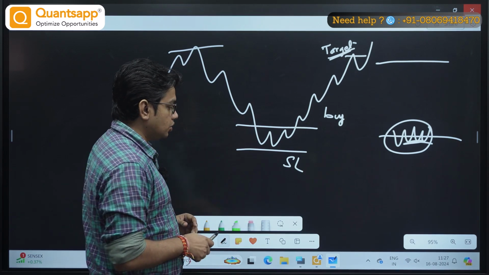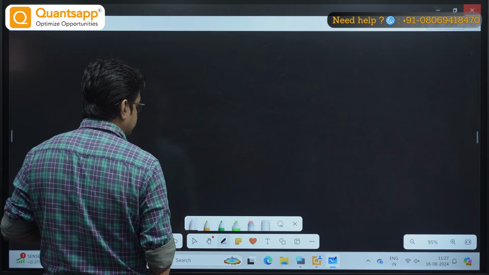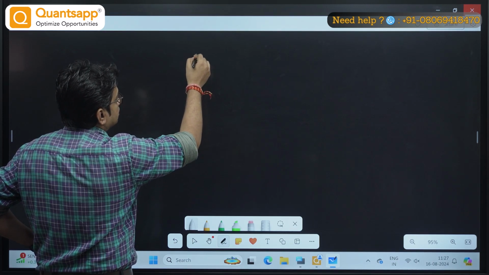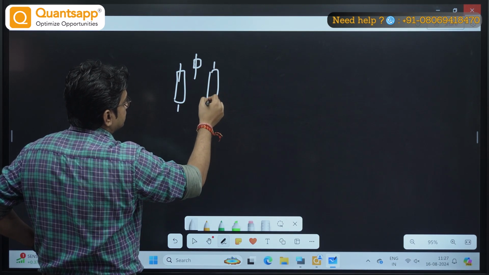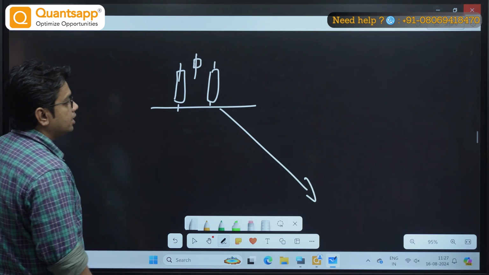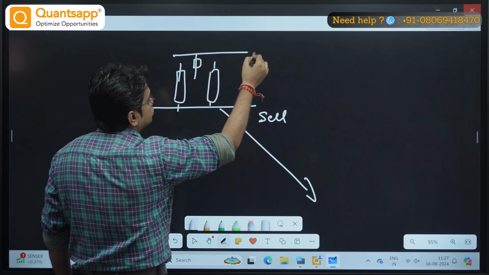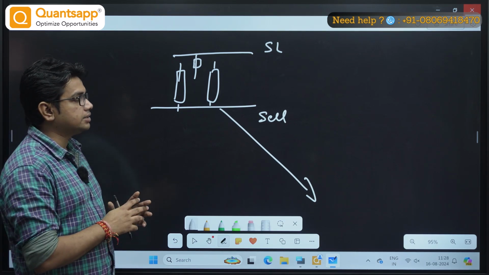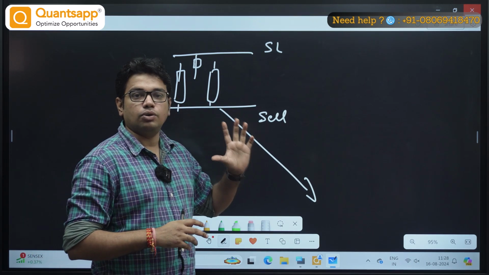pattern. So let's just say for candlestick patterns, I am going with the morning star and evening star. Here this is the evening star. That means the price is likely to go down from this level. If I'm placing the sell order over here, I will keep my stop loss over here. That is a common concept about these particular patterns, and this is the only way we should follow.